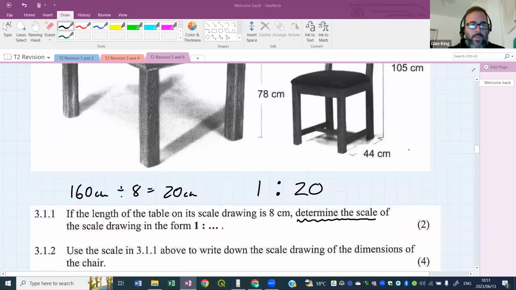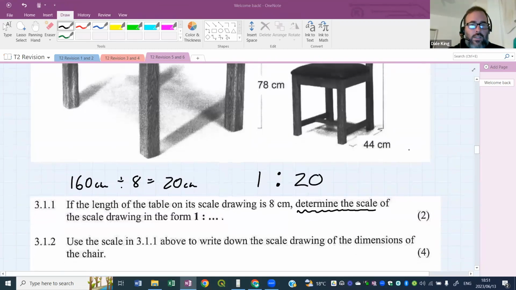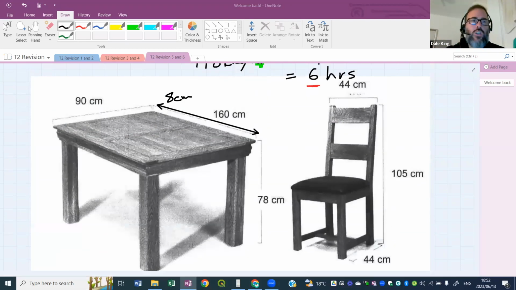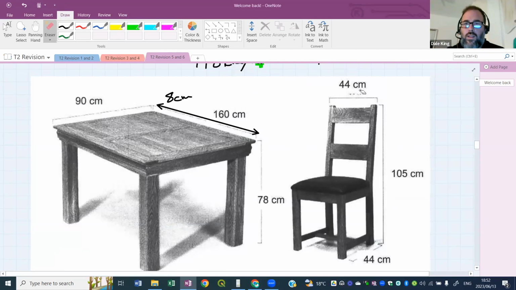What's next? Use the scale, Lee. Use the scale in 311 above to write down the scale drawing of the dimensions of the chair. So they want us to take the scale and use it to actually get a drawing dimension, not the real world dimension, a drawing dimension. So we're going to go to the chair and change all these dimensions to drawing centimeter dimensions, as if you had to measure the chair with a ruler.